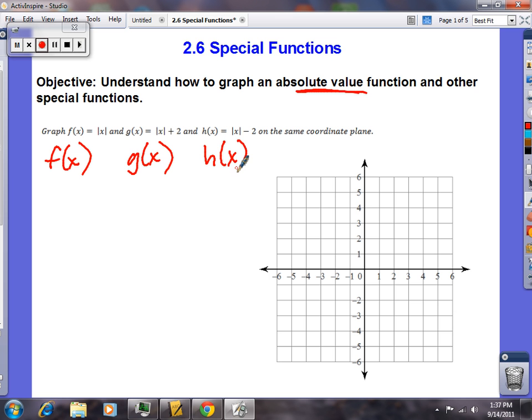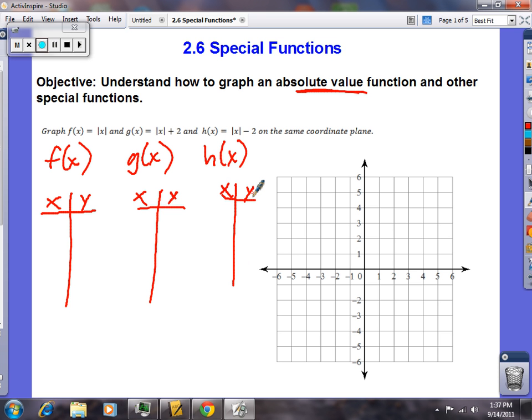F of x. Let's make a table, an xy table. Let's do the same for g of x, and the same for h of x. So we got 3 tables to match our 3 functions. And let's all use the same input. Kaylin? Let's use -2, -1, 0, 1, and 2. So we're going to use 5 inputs on all 3 of them.